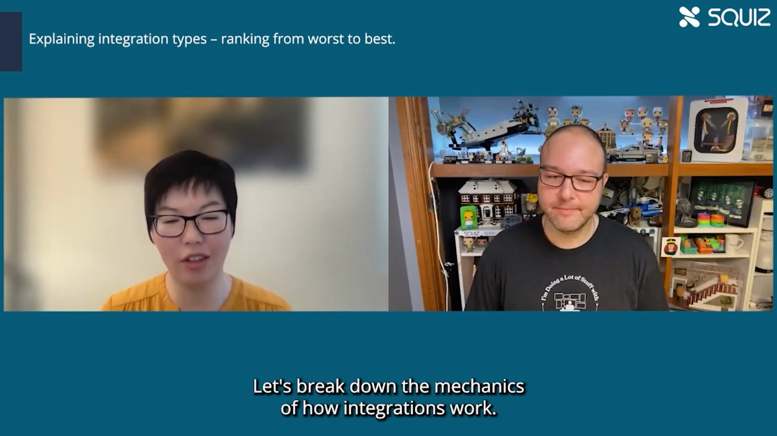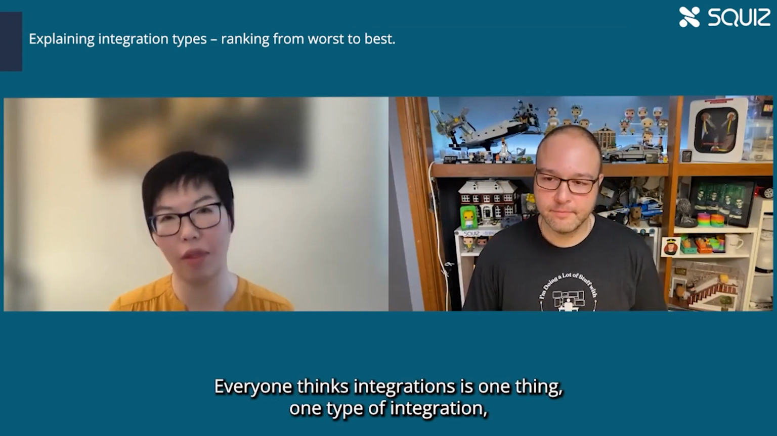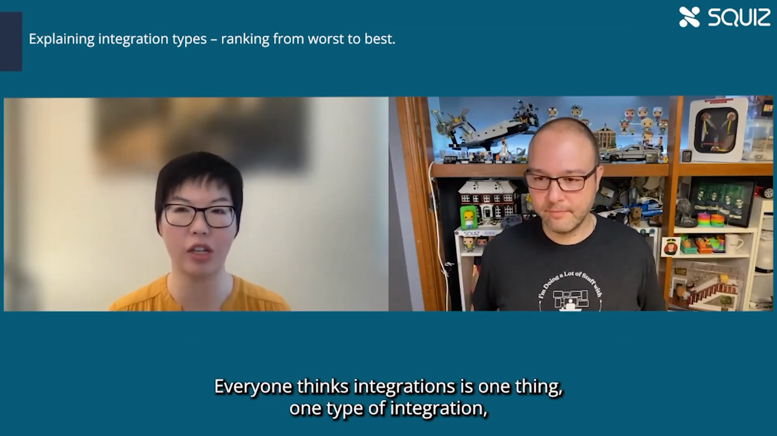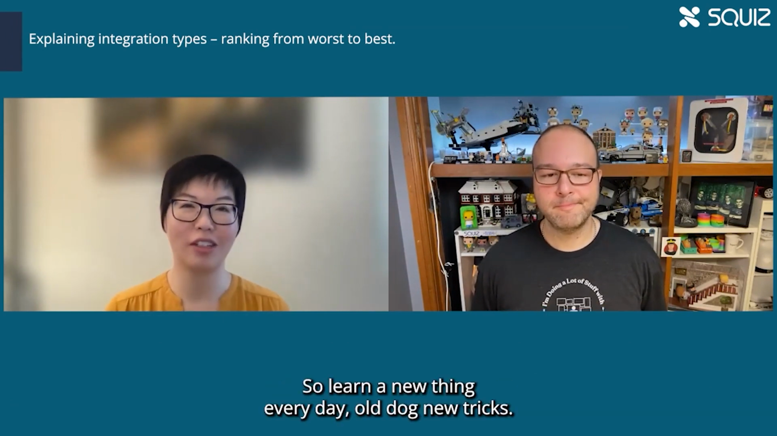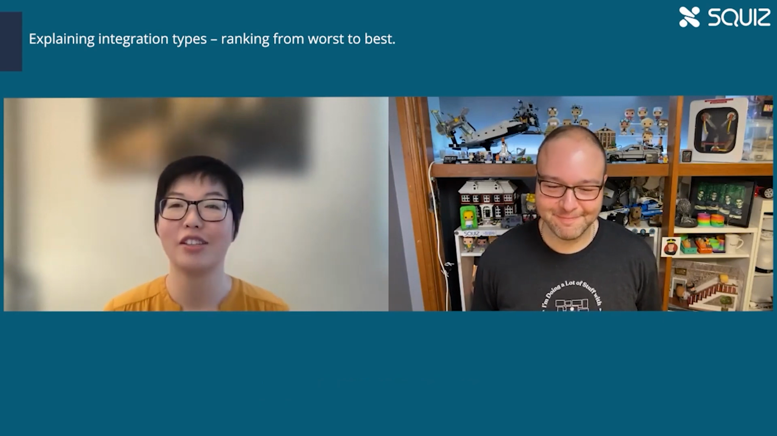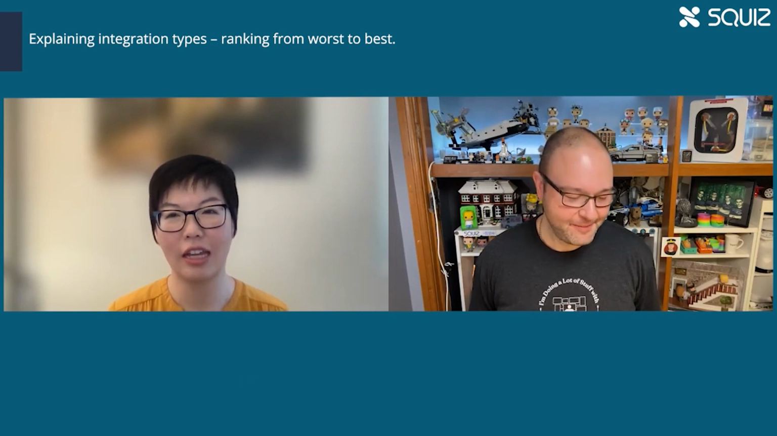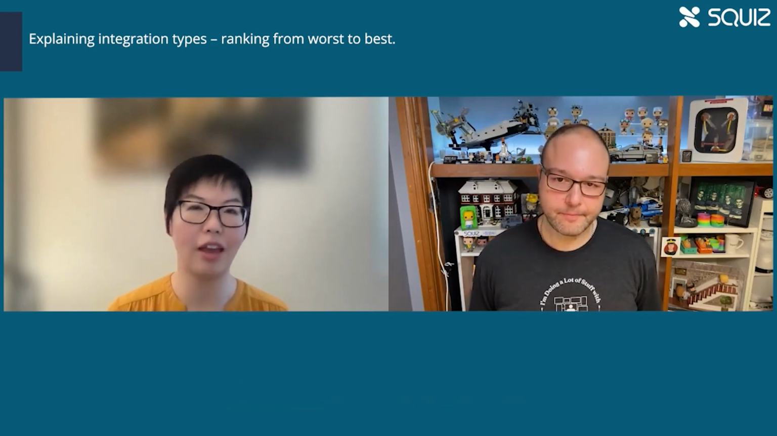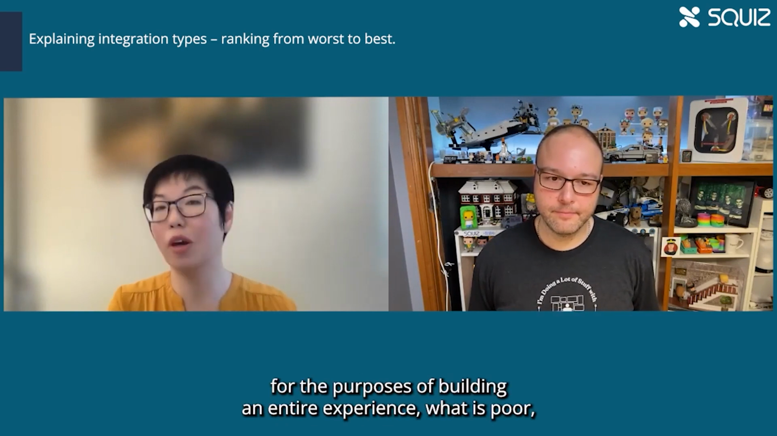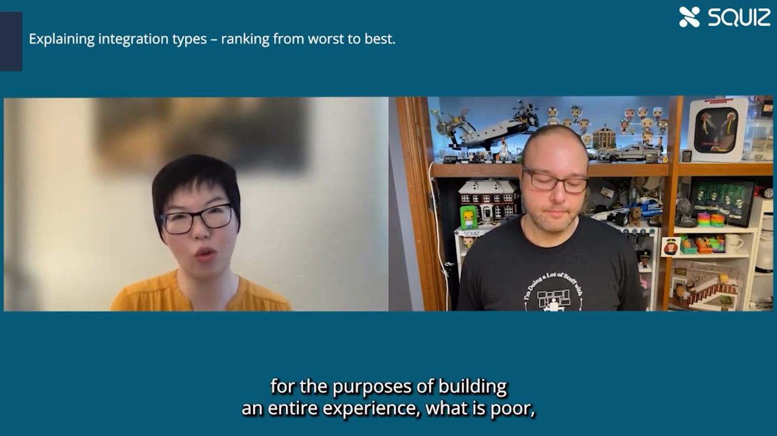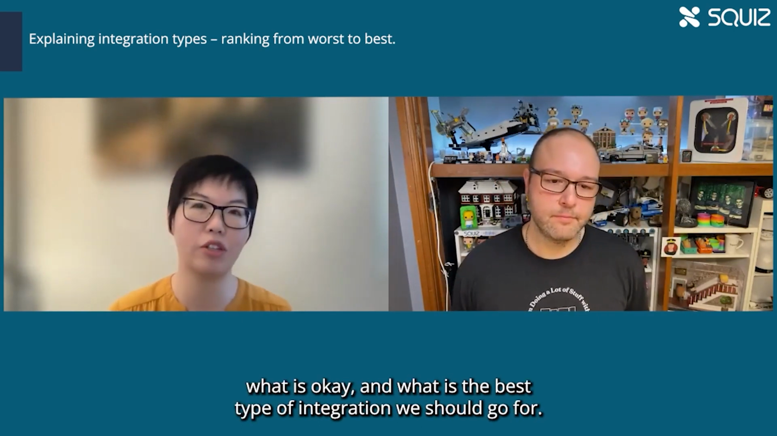Let's break down the mechanics of how integrations work. Everyone thinks integrations is one thing, one type of integration, but you have shown me that that's actually not the case. So, learn a new thing every day, old dog, new tricks. Of the different types of integrations that exist, can you break that down first? And then let's talk about what type of integration, for the purposes of building an entire experience, is poor, what is okay, and what is the best type of integration we should go for?